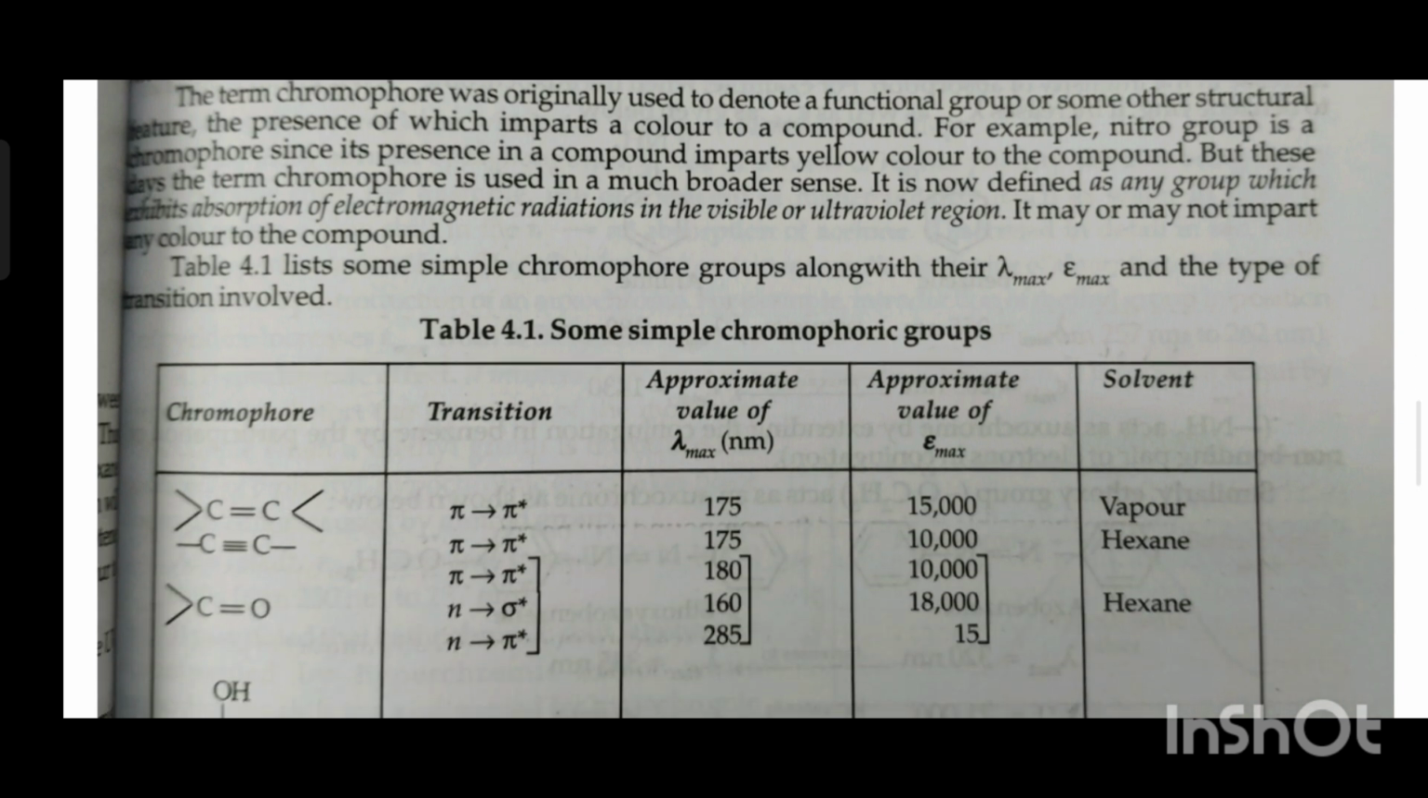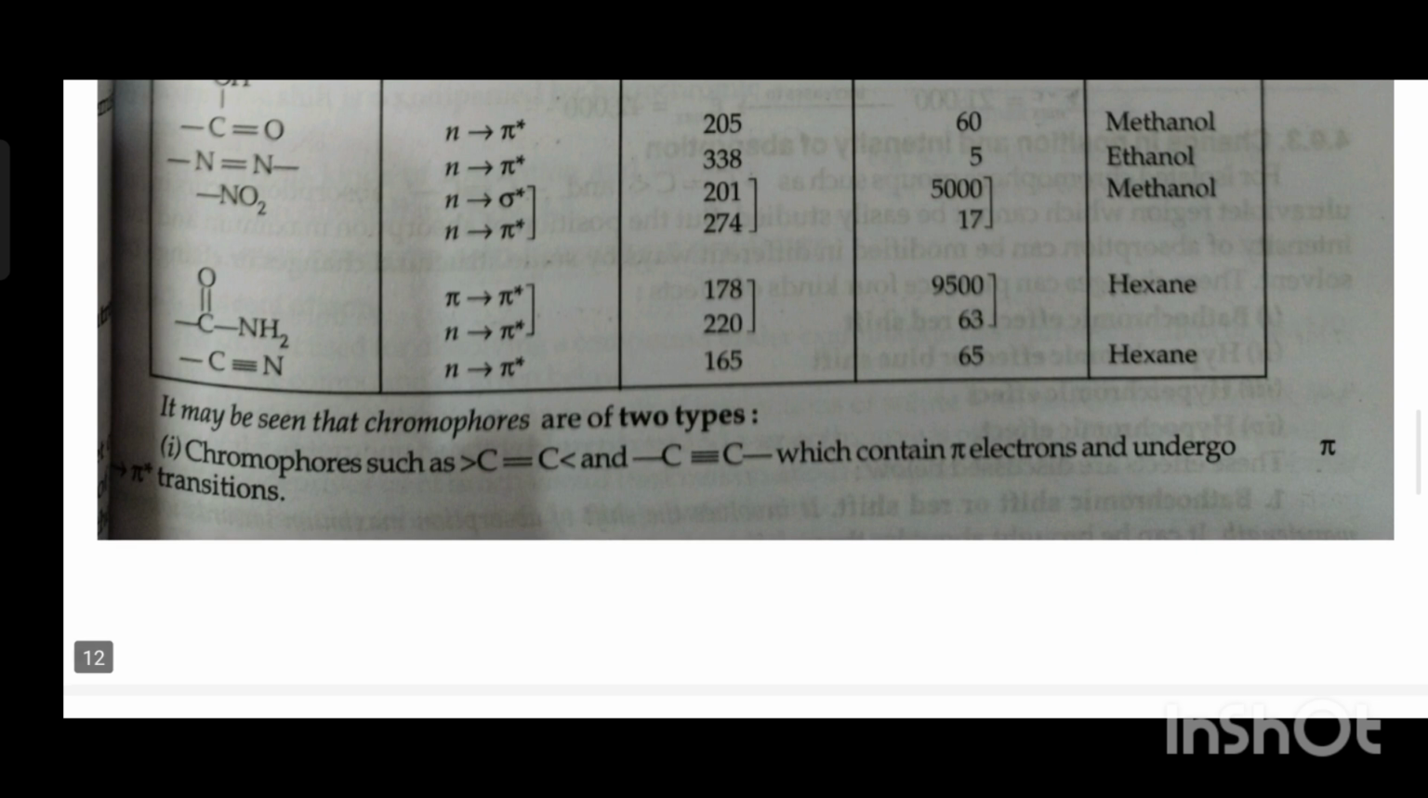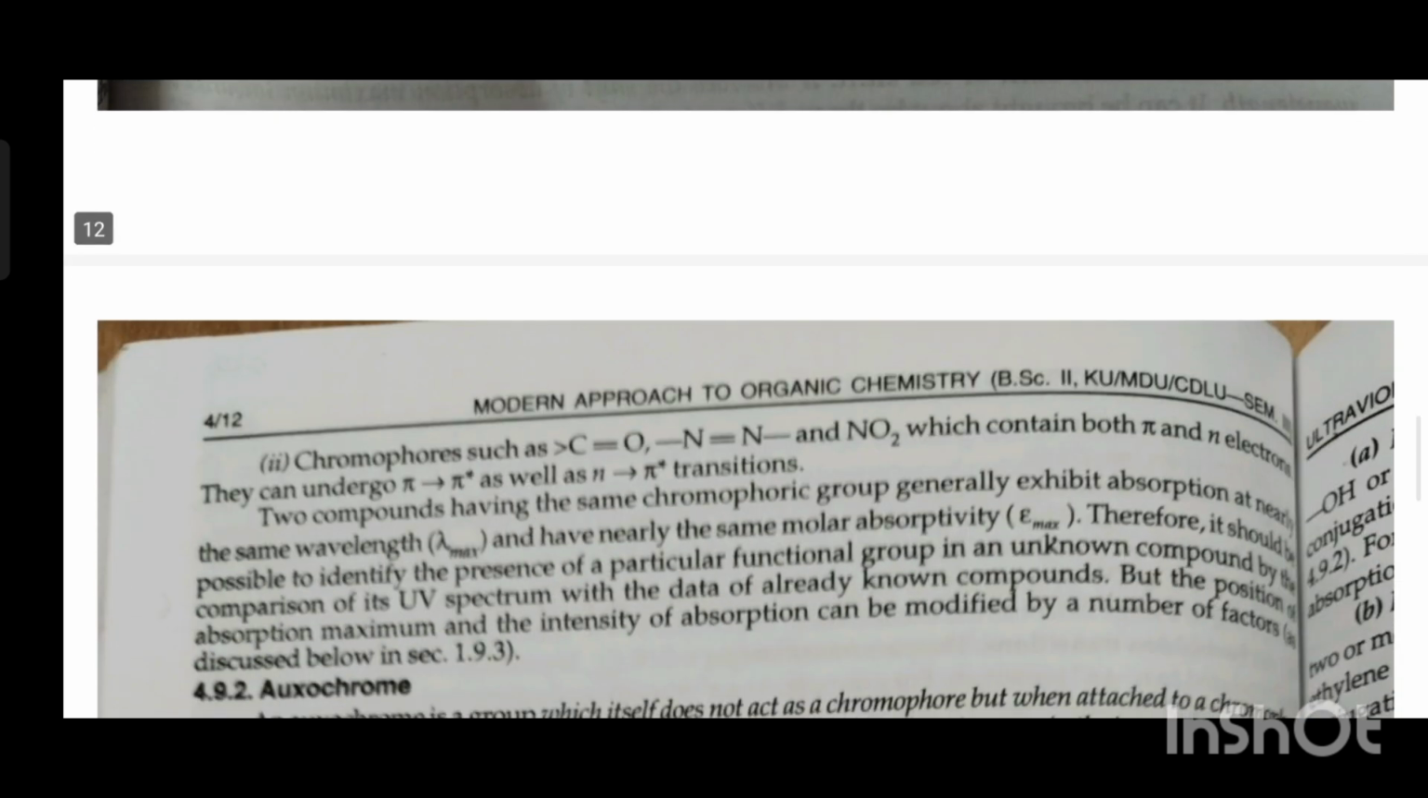Table 4.1 lists some sample chromophore groups along with their lambda max and epsilon max and the type of transition involved. It may be seen that chromophores are of two types. First, chromophores such as C double bond C and C triple bond C, which contain pi electrons and undergo pi to pi star transition. Second, chromophores such as C double bond O, C double bond N and NO2, which contain pi and n electrons. They can undergo pi to pi star transition as well as n to pi star transition.